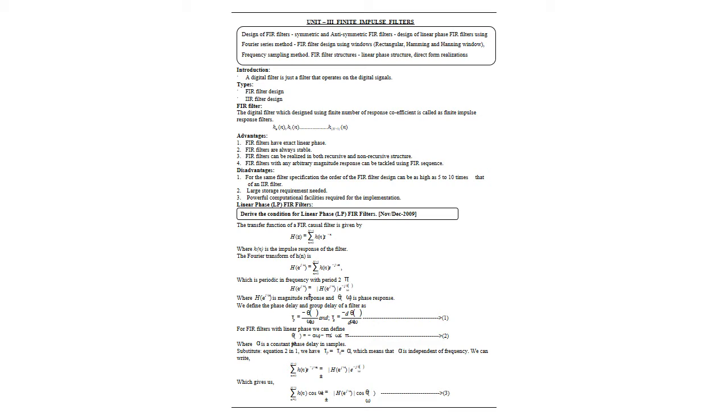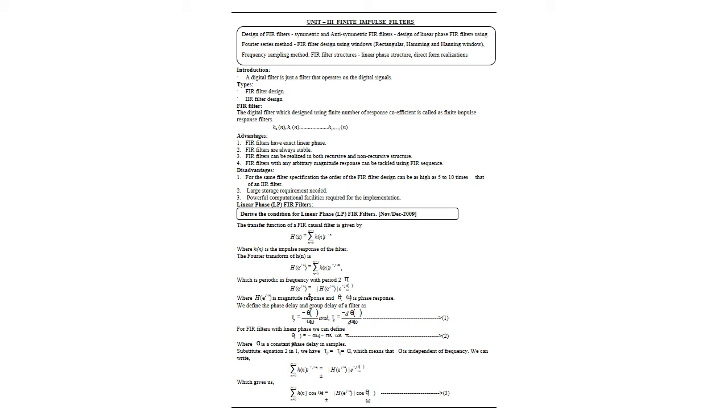Next, linear phase FIR filter. Derive the conditions for the linear phase FIR filter. The transfer function of the FIR causal filter is given by H of z equal to summation n equal to 0 to N minus 1 h of n z power minus n, where h of n is the impulse response of the filter. The Fourier transform of h of n is H of e power j omega, equal to summation n equal to 0 to N minus 1 h of n e to the power of minus j omega n, which is periodic in frequency with period 2 pi.